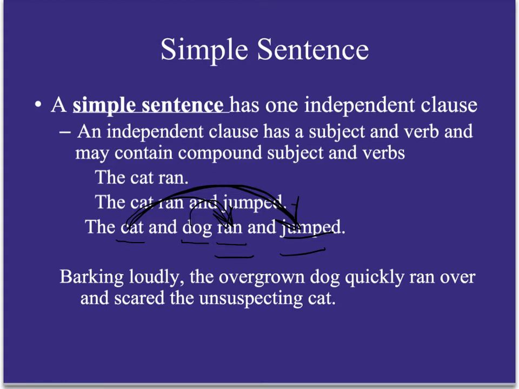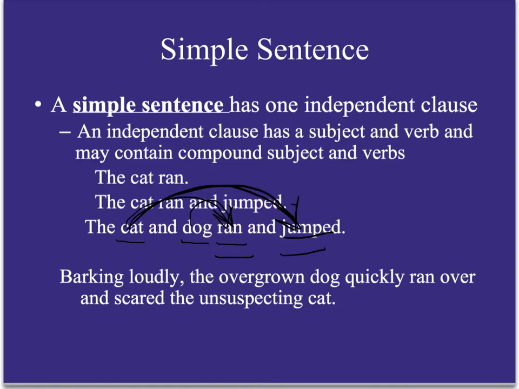Now at the high school level, of course, we're not going to use basic kindergarten sentences. So let's look at one that is still a simple sentence but has adjectives and adverbs added into it, as well as different types of phrases. Barking loudly, the overgrown dog quickly ran over and scared the unsuspecting cat.